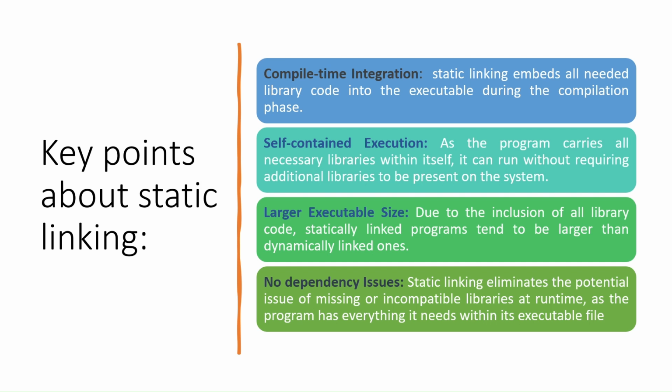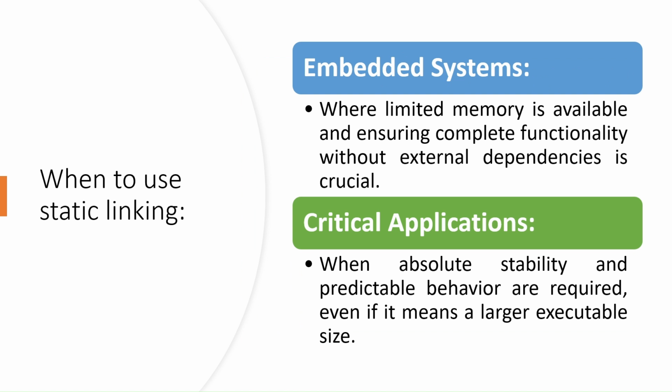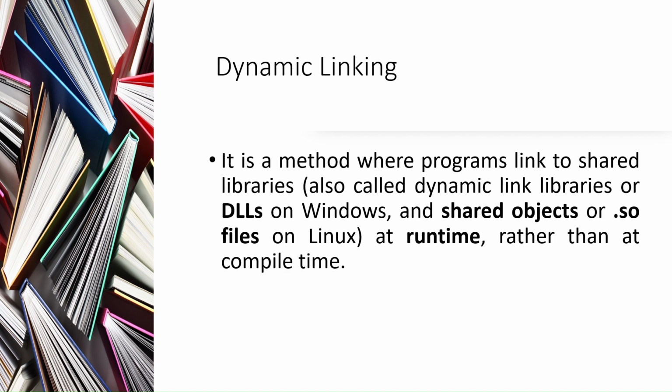No dependency issues: static linking eliminates the potential issue of missing or incompatible libraries at runtime, as the program has everything it needs within its executable file. When to use static linking? In embedded systems, where there is limited memory, ensuring complete functionality without external dependency is crucial. In some critical applications where absolute stability and predictable behavior is required, even if the resulting file is larger.